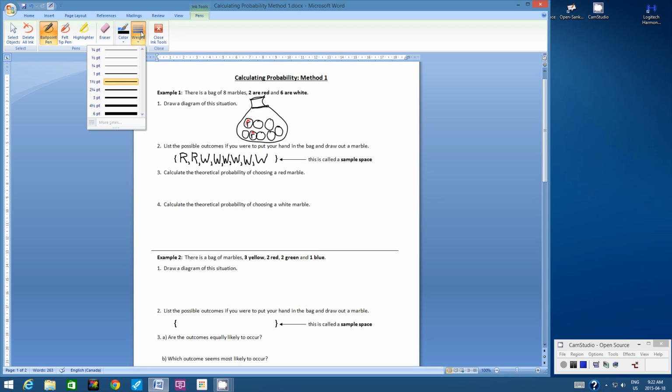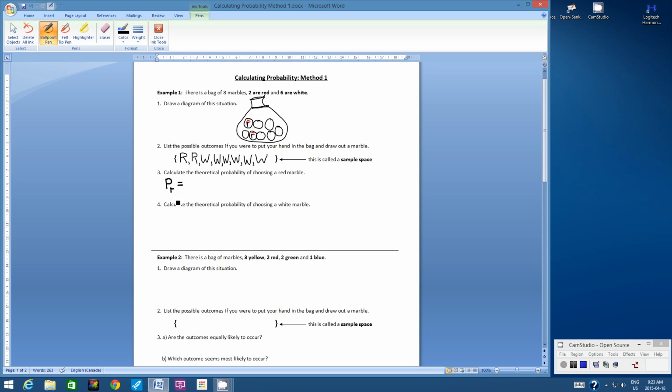Okay, so let's calculate the probability of choosing a red marble. So here's how I want you to set it up. So whenever we're calculating probability, we always start with a formula, P, and then what is it that we're calculating? Well, we're calculating a red marble. So we can just put P and then the lowercase r.